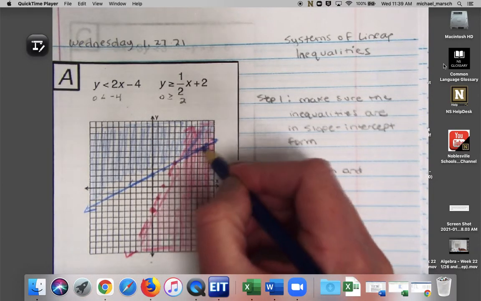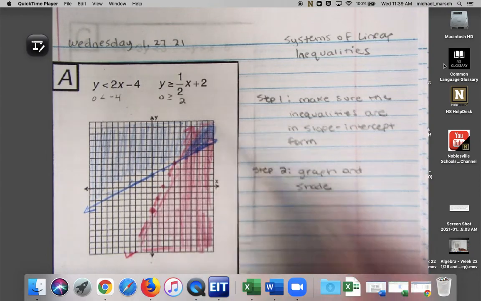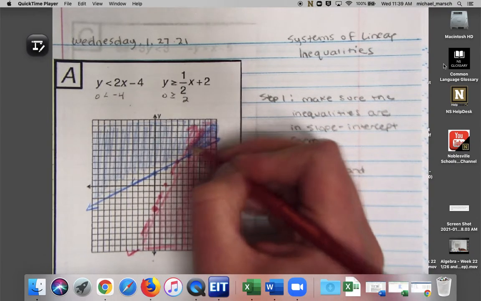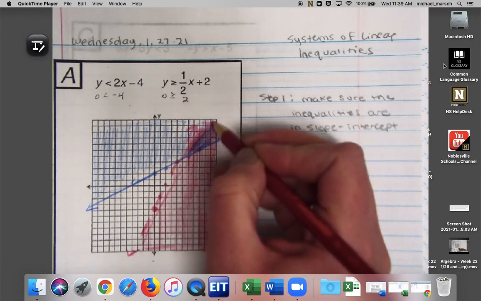And then once I figure out which parts are overlapping, I go over them darker with the pencils again, and I get purple.